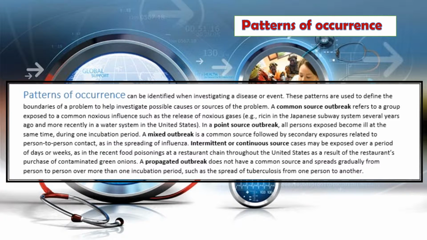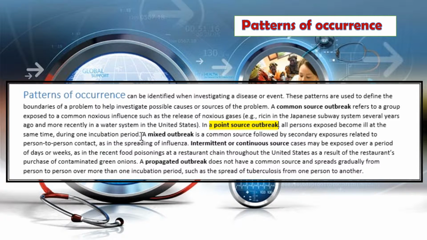This refers to a group exposed to a common noxious influence such as the release of a noxious gas. Okay, ricin in the Japanese subway several years ago, that was a common source outbreak. A water system infection coming out in the US somewhere, common source outbreak. In a point source outbreak, all persons exposed become ill at the same time during one incubation period. So you're going to hear the word point source outbreak.